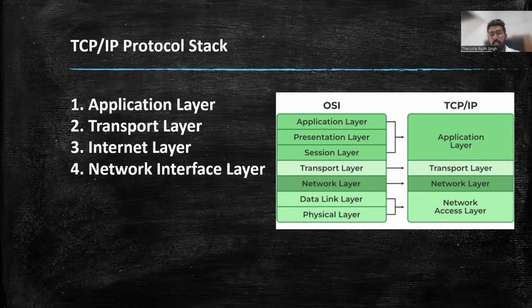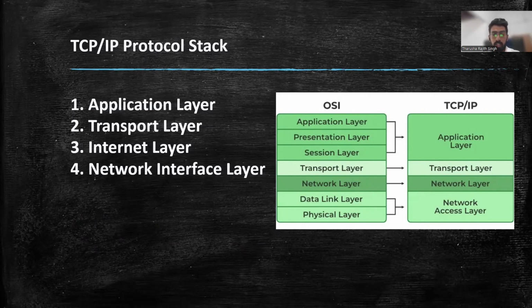The application layer combines the functions of the OSI application, presentation, and session layers. It provides end user services and interfaces for network applications. Protocols like HTTP, FTP, SMTP, and DNS operate here.